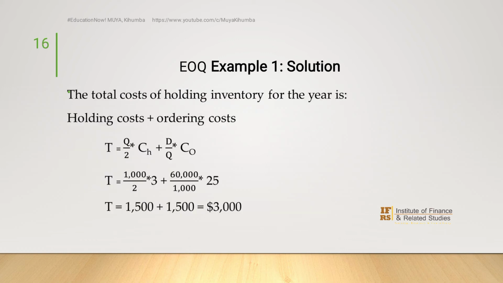What is the total cost for inventory in the year? It will be holding cost plus ordering cost. And you notice that holding cost 1,500 is exactly equal to ordering cost 1,500, and therefore the total cost of having the inventory is 3,000.